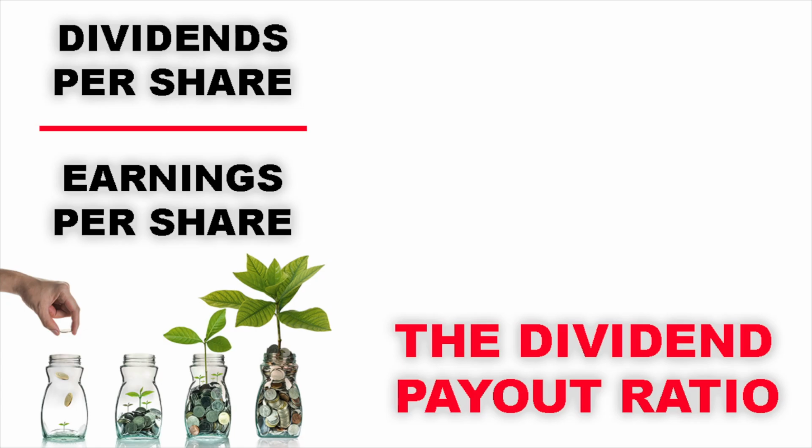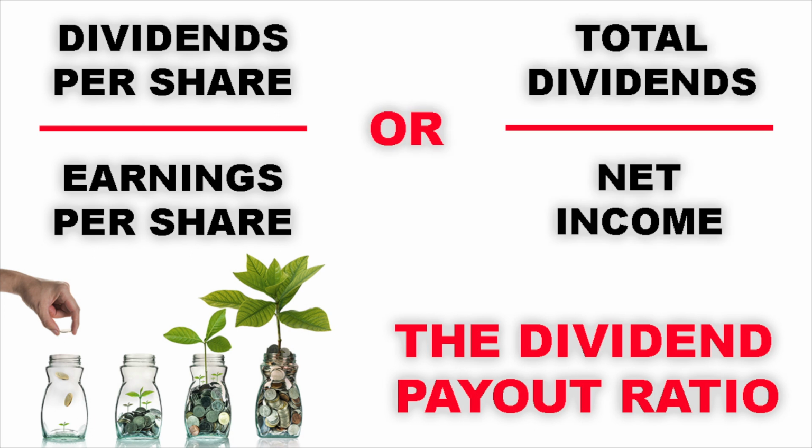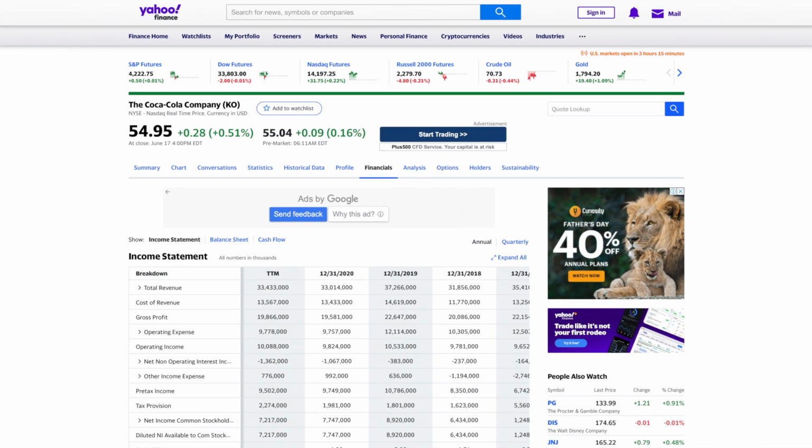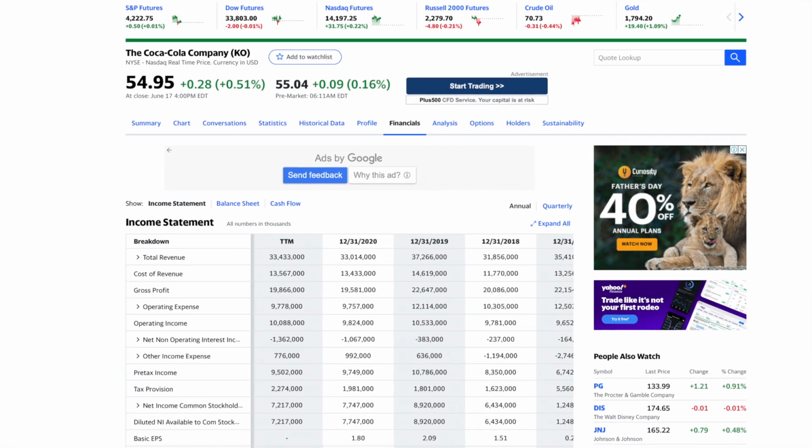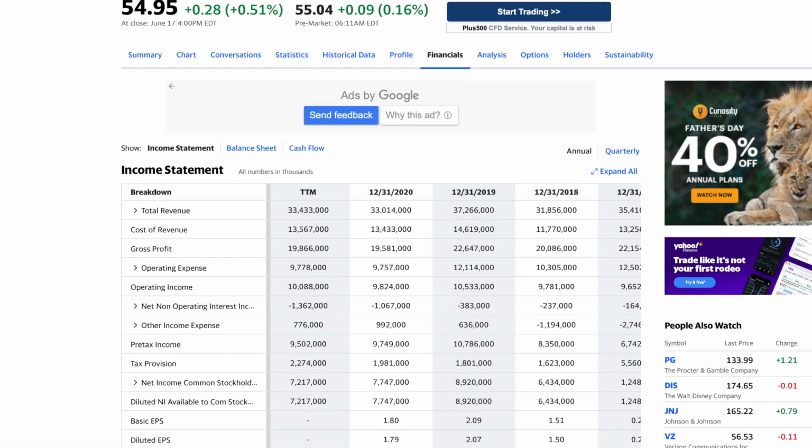The dividend payout ratio can be calculated as a company's annual dividends per share divided by its earnings per share, or total dividends divided by net income. This information should all be freely available for listed companies, and you can usually find it just by doing a quick Google search for the company's annual or interim financial statements. But if you don't fancy going through a company's financial statements, then a really good free tool that I like to use when I'm looking at different stocks is Yahoo Finance. They tend to have a lot of the financial information on there that you'll need, so it's a really good place to go if you just want to find things quickly.